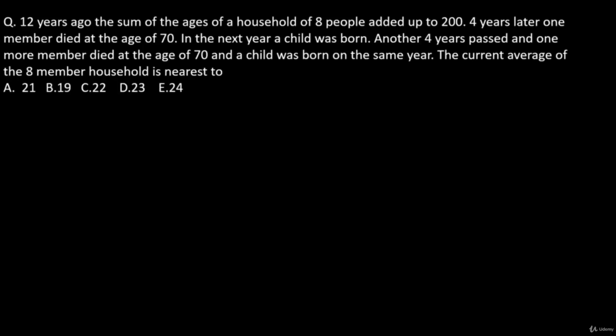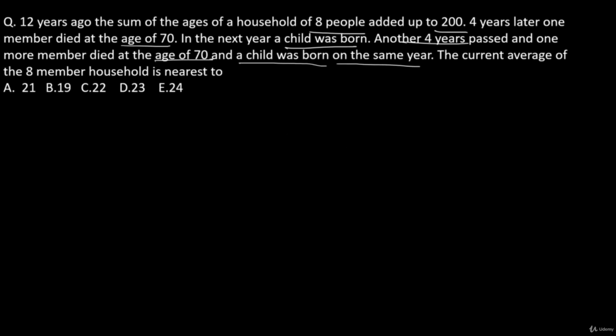Let's do this question. 12 years ago, the sum of the ages of a household of 8 people added up to 200. Alright. 4 years later, one member died at the age of 70. In the next year, a child was born. Another 4 years passed and one more member died at the age of 70 and a child was born in the same year. Alright. The current average age of the 8-member household is nearest to.